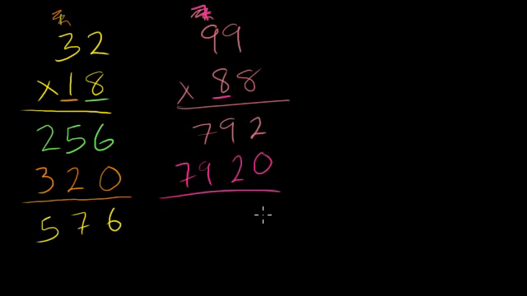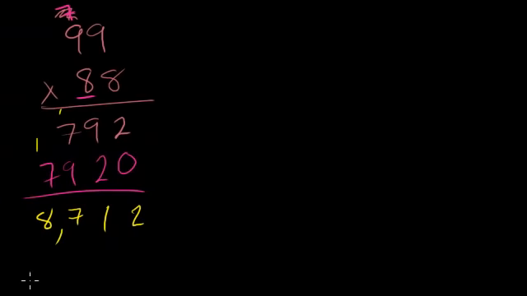2 plus 0 is 2. Let me switch colors. 9 plus 2 is 11. Carry the 1. 1 plus 7 is 8. 8 plus 9 is 17. Carry the 1. 1 plus 7 is 8. So we get 8,712. Let's keep going. Can't do enough of these.